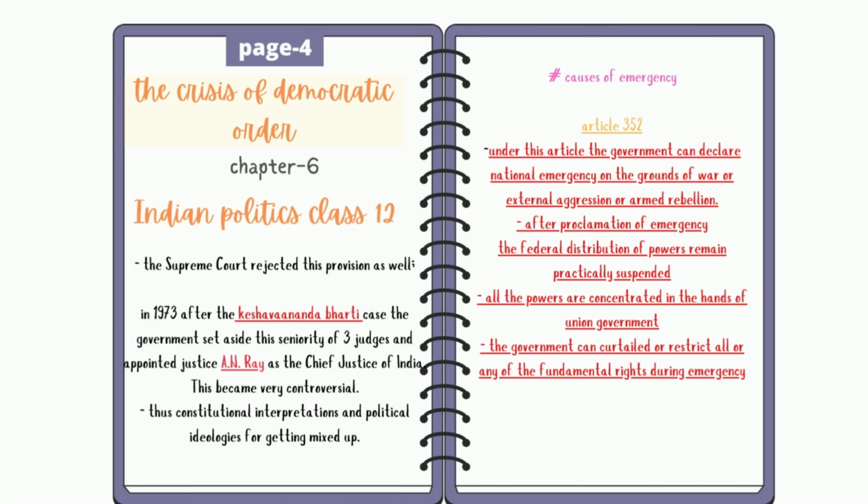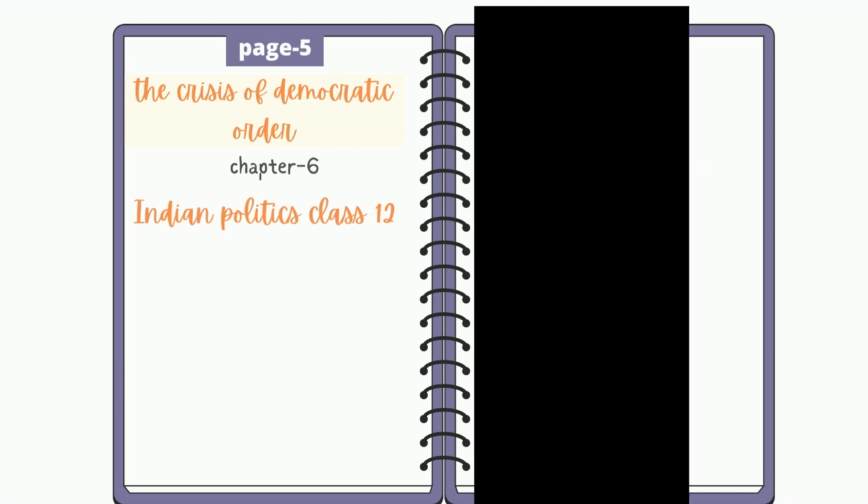So, causes of emergency, Article 352. Under this article, the government can declare national emergency on the grounds of war or external aggression or armed rebellion. After proclamation of emergency, the federal distributions of power remain practically suspended. All the powers are concentrated in the hands of union government. The government can curtail or restrict all or any of the fundamental rights during emergency. So there are basically 4 points.